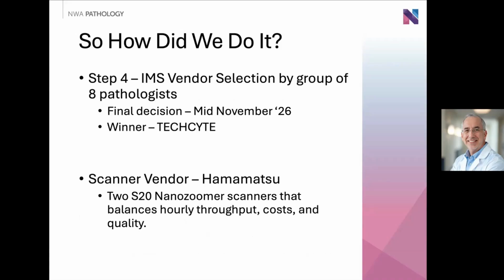A group of 8 pathologists evaluated all of the systems independently, and blinded to cost structure, they ranked the platforms based on their individual experiences. This process was finalized by mid-November, and Techcyte emerged as a winner, unanimously actually among all of the evaluating pathologists. From the scanner standpoint, we selected Hamamatsu scanners, specifically the S20 models, because they provided the best balance of throughput, cost, and image quality for our needs.